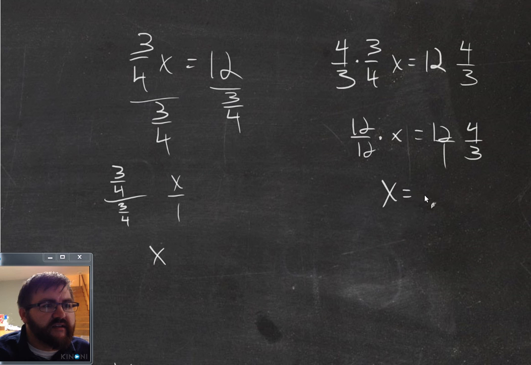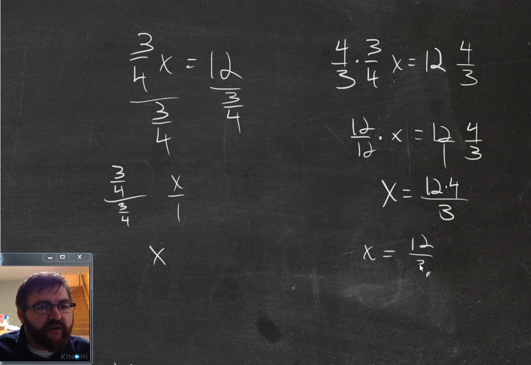And on this side we have, well, what do we have? We can do this cross-canceling, but the idea here is the same. 12 times 4 over 3, 1 times 3, x equals, now we split this back apart into 12 divided by 3 times 4 over 1. And now we have a proper division problem. 12 divided by 3 is 4. 4 times 4 is 16.